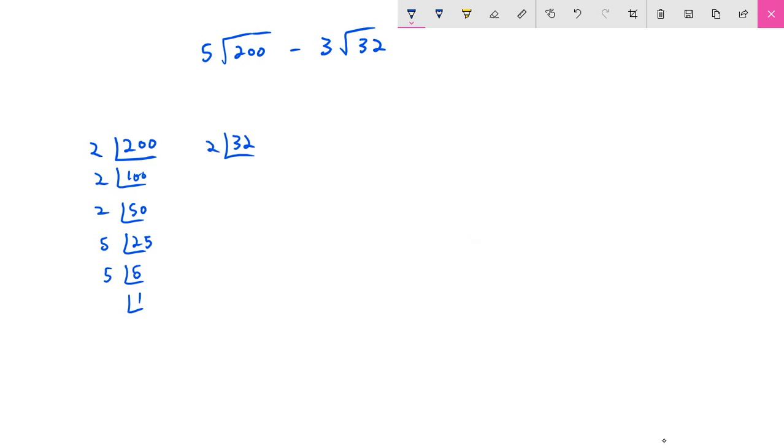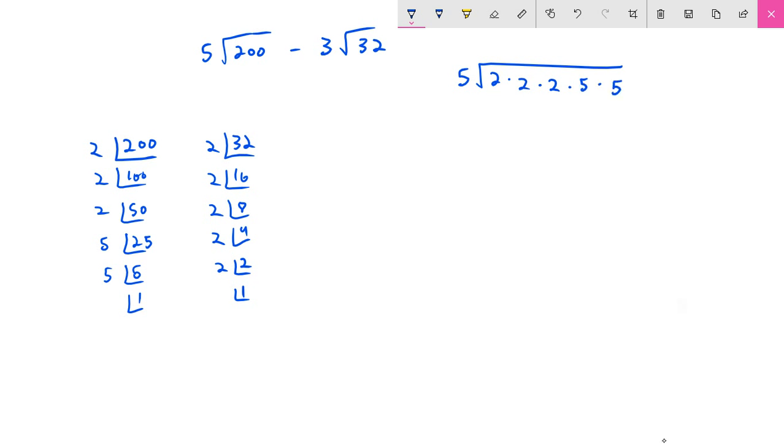32 I can divide by 2, 16. Divide by 2, that gives me 8. Divide by 2, that gives me 4. Divide by 2, that gives me 2. Divide by 2 one more time. There we go. So this first term is 5 square roots of 2 times 2 times 2 times 5 times 5. My second term is negative 3 square roots of 2 times 2 times 2 times 2 times 2.